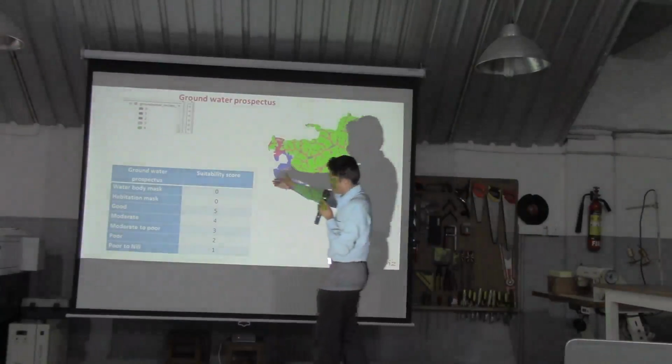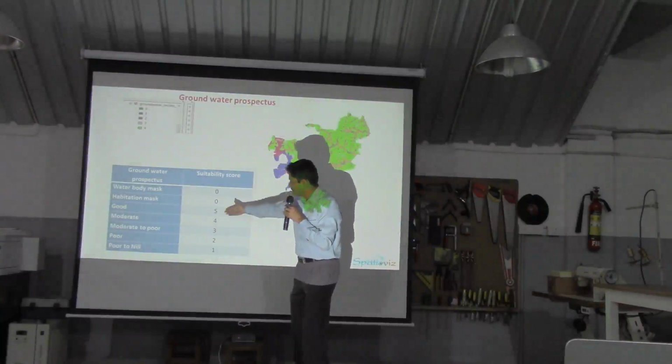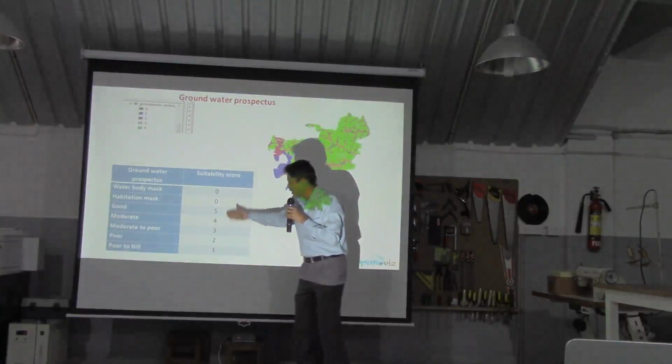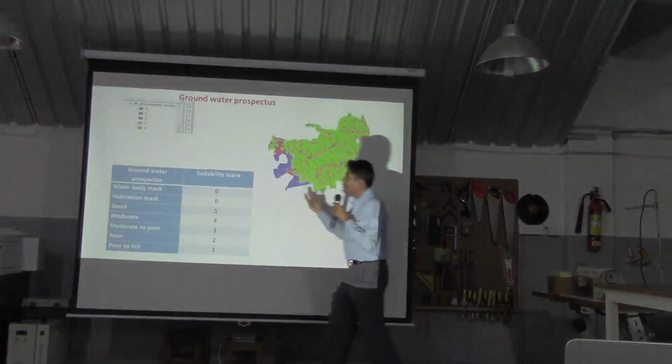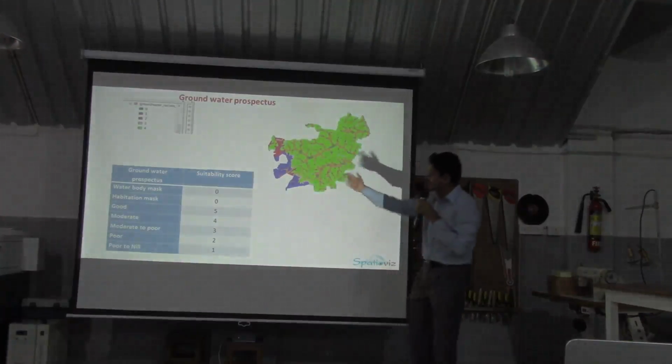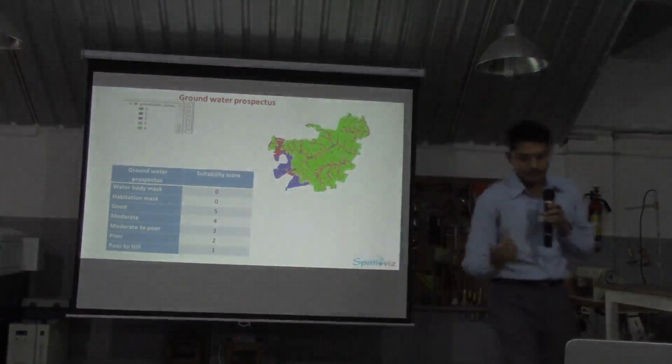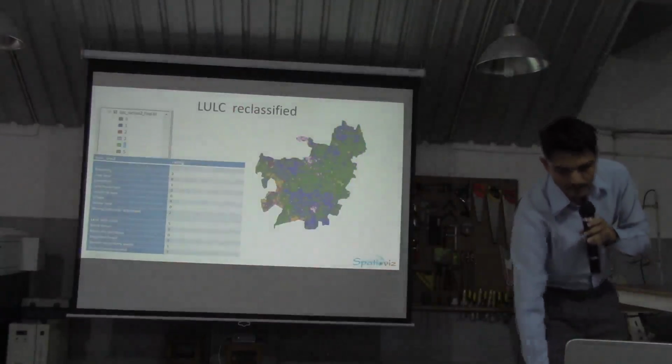So, automatically the map is classified saying it's very good, we give a rating of 5, then good to nil, we give a rating of 1. If it is already a water body, then you cannot construct anything on top of that, so we give a value of 0. So again, this is another parameter that goes into multi-criteria decision making.